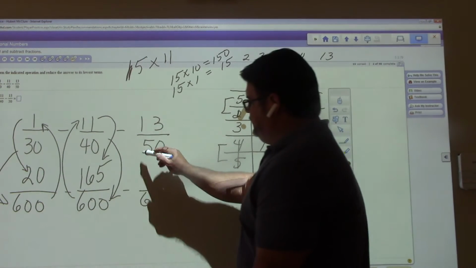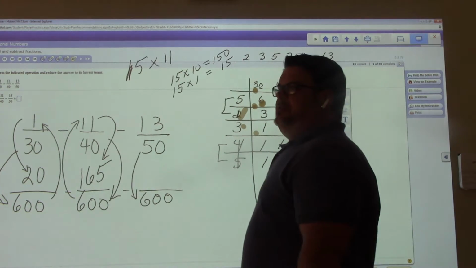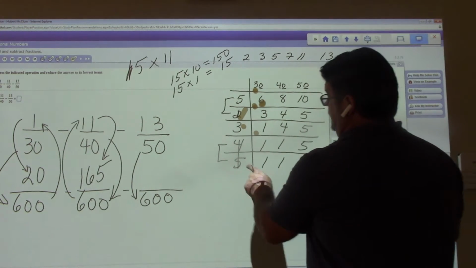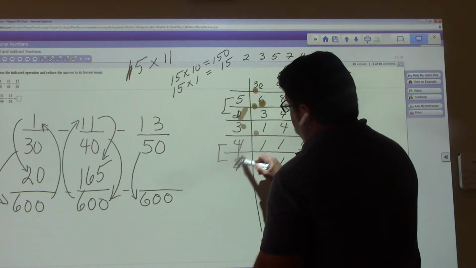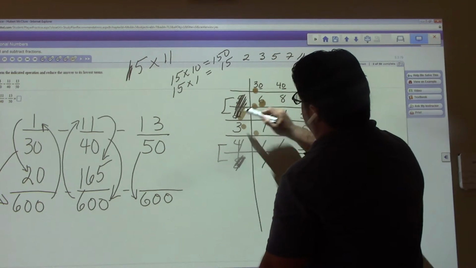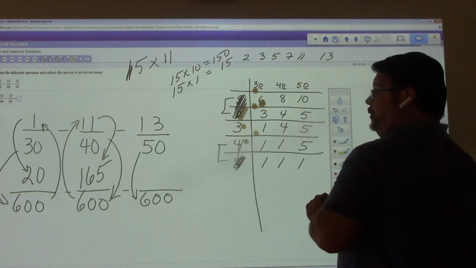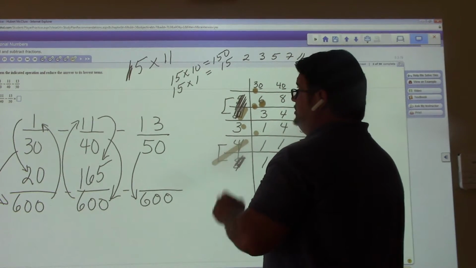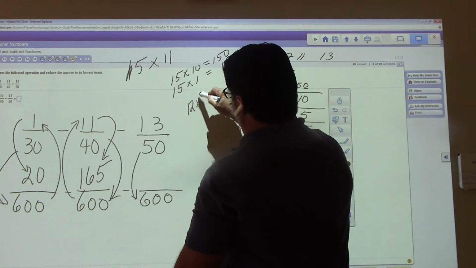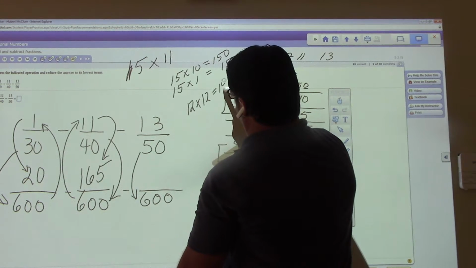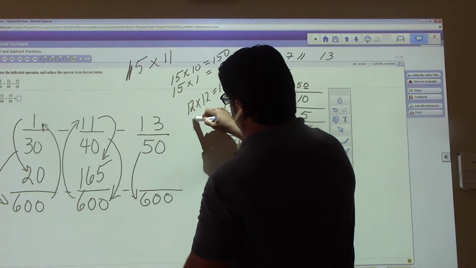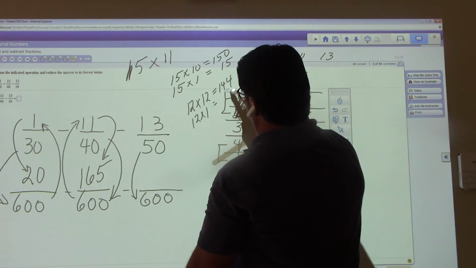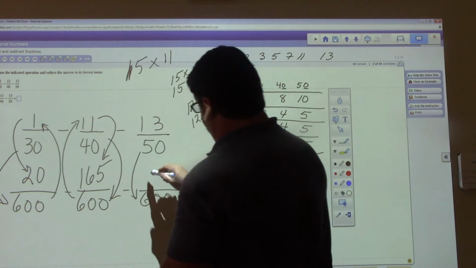Now how many times will 50 go into 600? Well, you go over here and take off 50. Well, 5 times what? 10, and what's left? 12 times. 12 times 13. Oh my gosh. 12 times 12 is what? 144. And 12 times 1? 156.